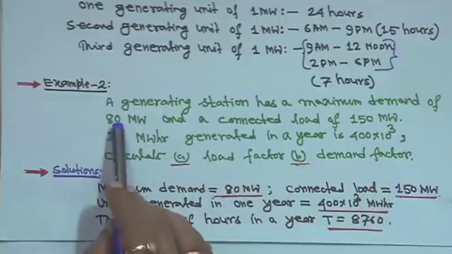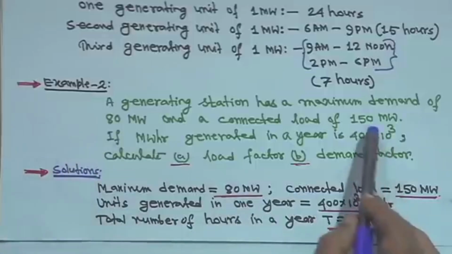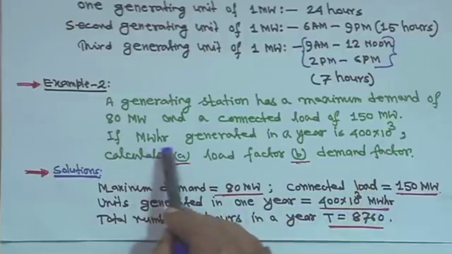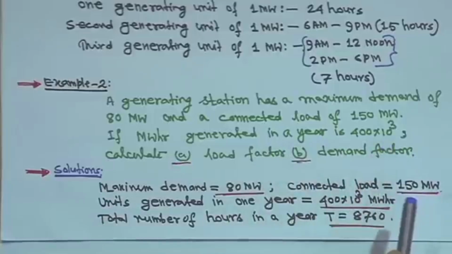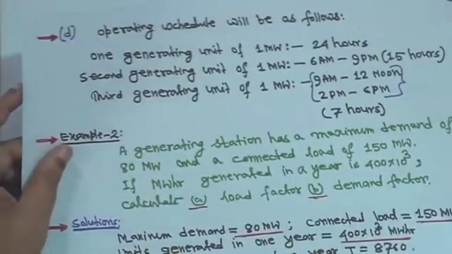So, maximum demand is given, 80 megawatt. Connected load is also given, 150 megawatt. Units generated in 1 year are given as 400 into 10 to the power 3 megawatt hour. And the total number of hours in a year is T equal to 8760. So, all data are known.